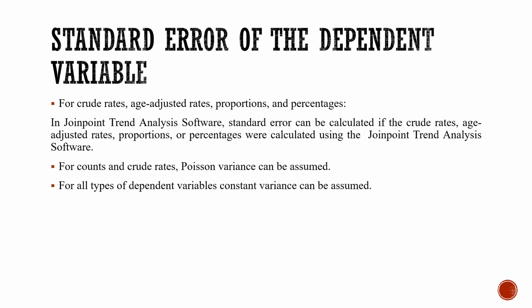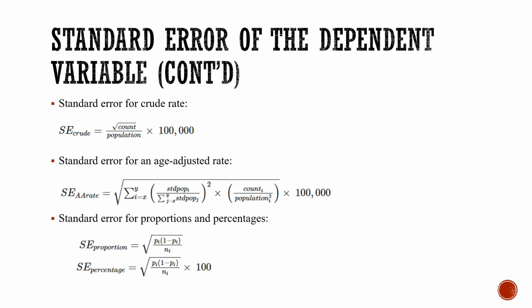However, it is important to mention that the assumptions must be met. The Jointpoint trend analysis software will use these formulas for calculation of the standard error for each type of dependent variable.